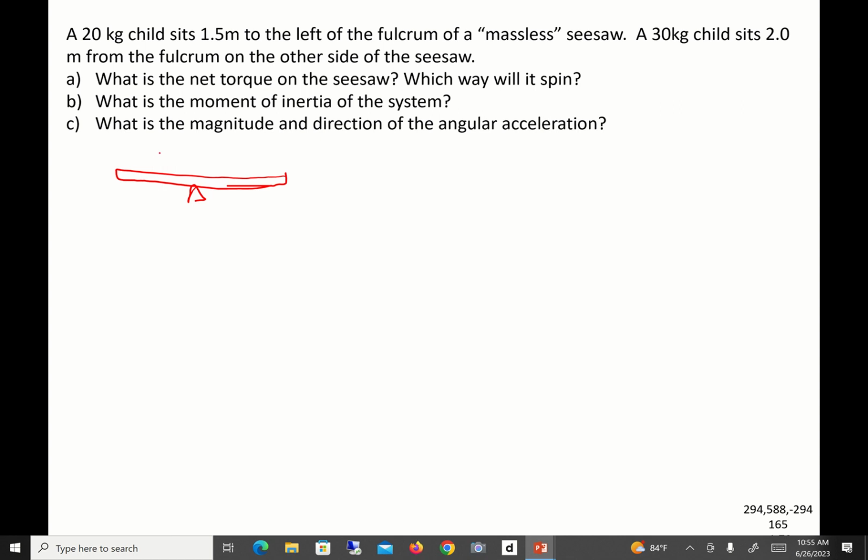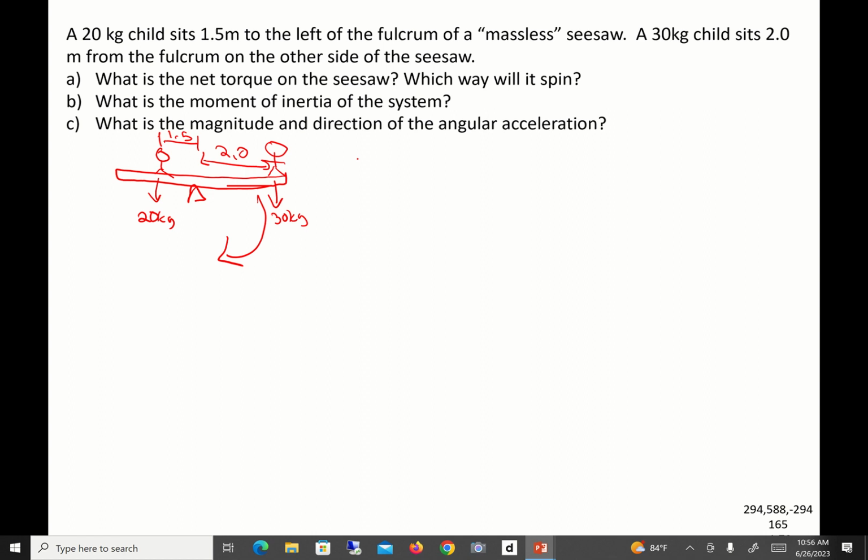So I've got a 20 kilogram kid sitting 1.5 meters on the left, and a 30 kilogram kid, so let's draw a bigger kid, sitting 2.0 meters on the right. All right, so we want to know what's the net torque on the seesaw and which way will it spin. Well, you sort of know from everyday life, if you've got the heavier kid sitting further from the center, it's going to go in the direction of the heavier kid. So we would expect that it's going to rotate clockwise. But let's do a calculation and figure it out.